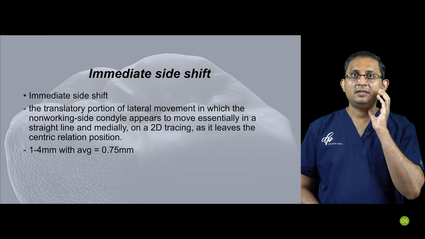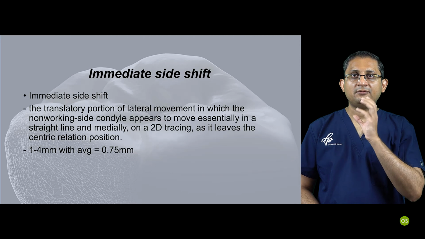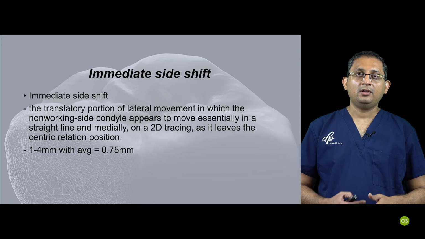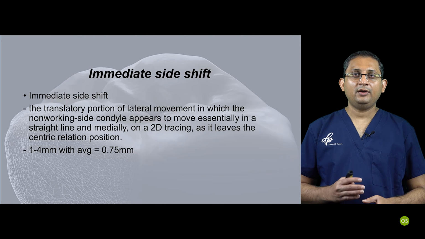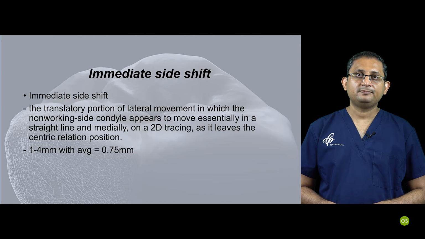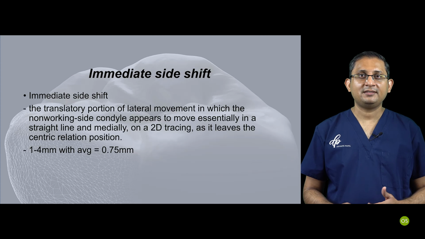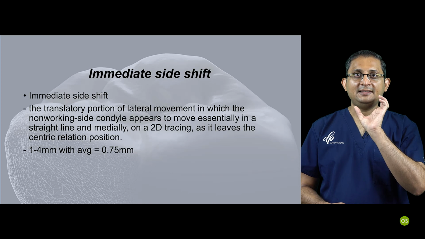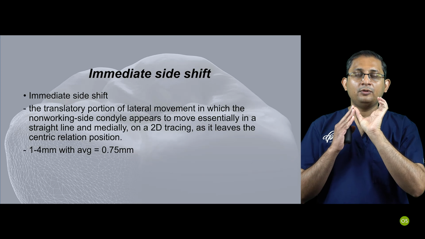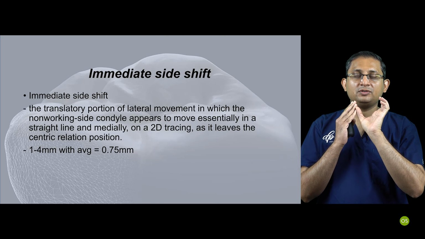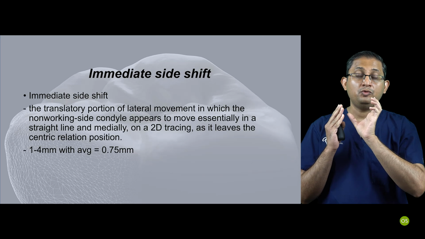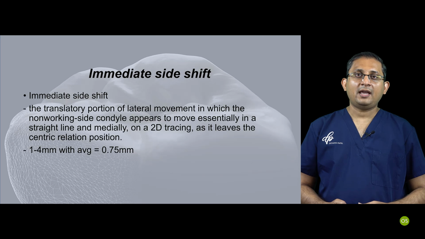It always goes downwards and forward, but before it starts going downwards and forward, it literally shifts sideways. And that's called immediate side shift. And that is on average 0.75 millimeter or less. Many times it's close to zero, which is good because if the mandible moves completely sideways when you open your mouth, it will have a detrimental effect on the teeth because you will not get immediate disclusion because it hasn't gone down and opened, it just moved. So having immediate side shift can have some detrimental effect on the teeth.